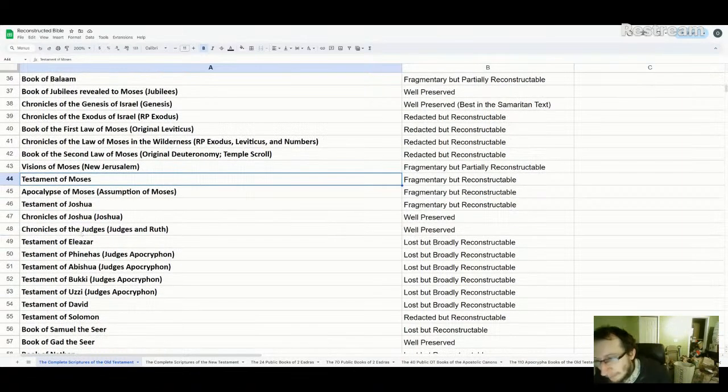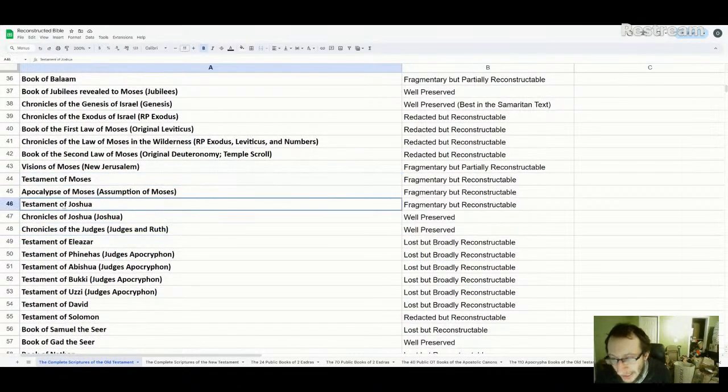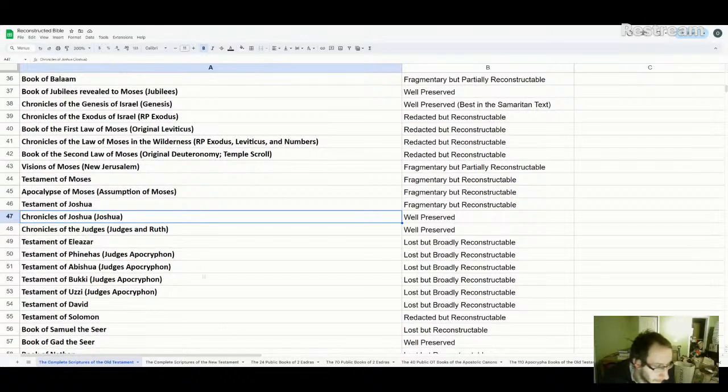Then we have the Testament of Joshua and the Chronicles of Joshua. So the book of Joshua, as we know it, I just call the Chronicles of Joshua. And the reason I call it that is because I don't believe the book of Joshua was written by Joshua. I believe it was written by a later writer in the time of Solomon.